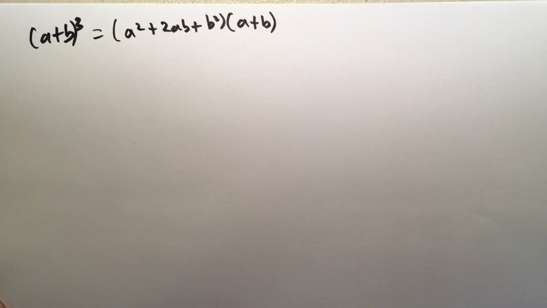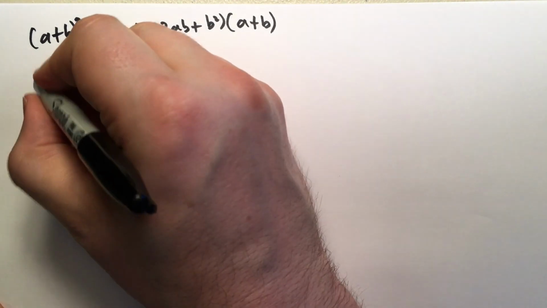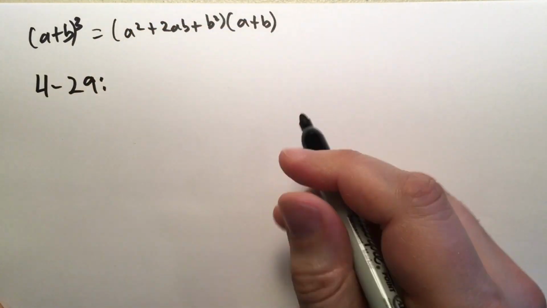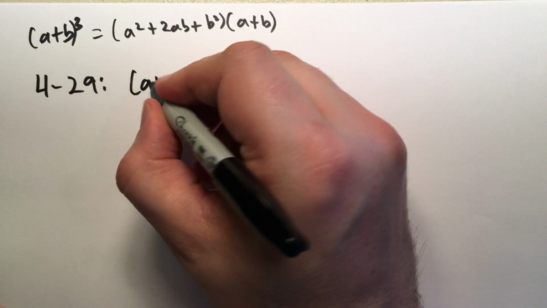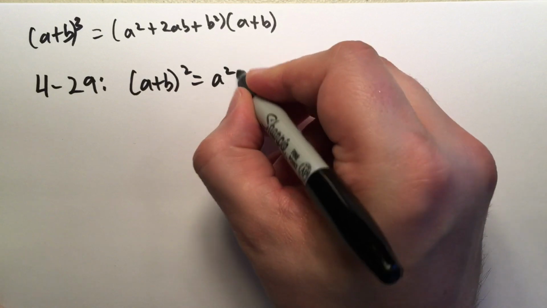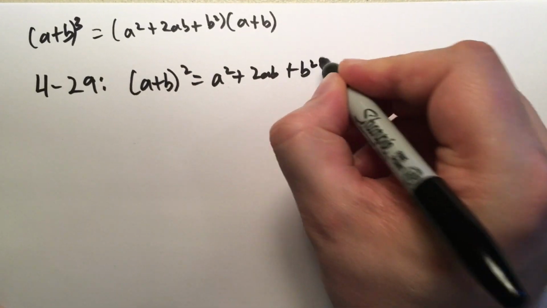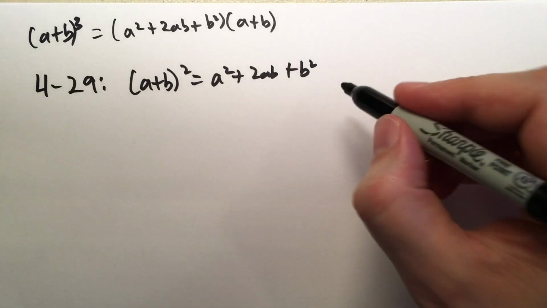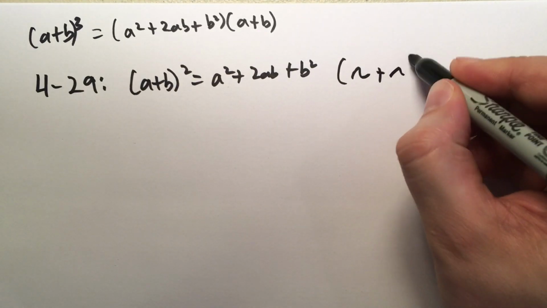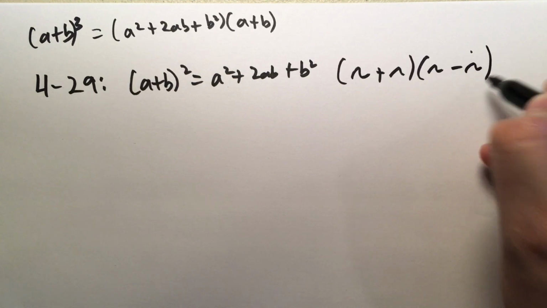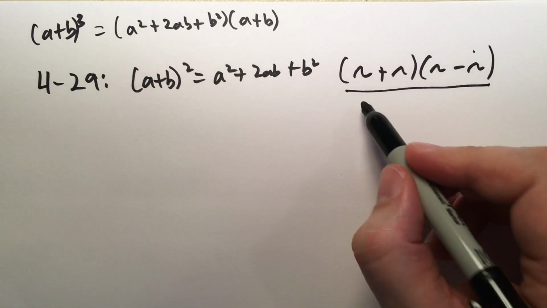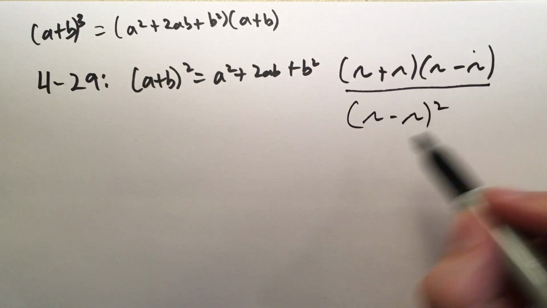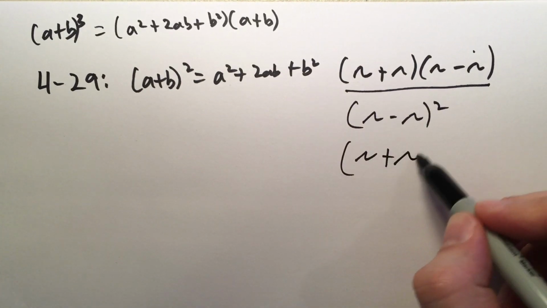Problems 4 through 29. Just remember those 3 expansions. Remember that a plus b squared equals a squared plus 2ab plus b squared, etc. And try to fit it into those patterns. So look for something plus something times something minus the same thing. Okay, that's one of the patterns. Another pattern is something minus something squared, and the 3rd pattern is something plus something squared.